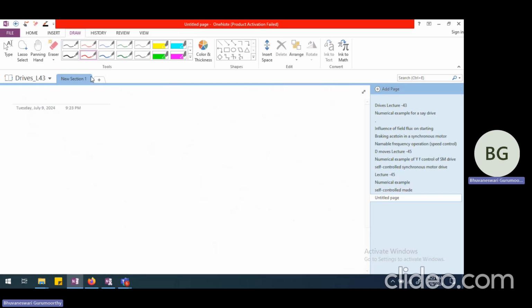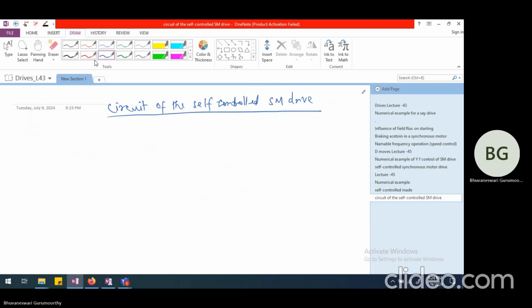So the basic structure or the circuit of the self-controlled synchronous motor drive is somewhat like this. We are going to have a three-phase power supply, let us say, coming from the grid.